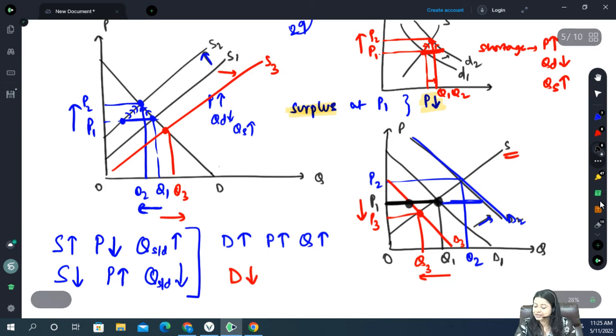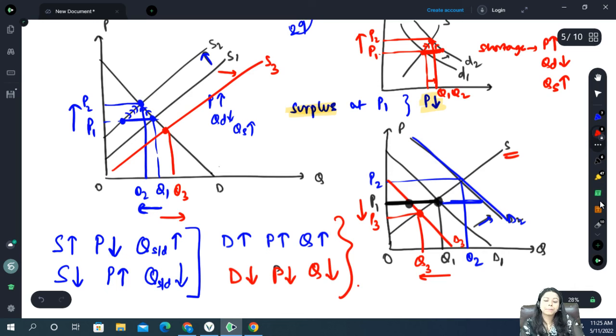So price is decreasing and quantity is also decreasing. This is what happens when there is a shift in the demand curve.